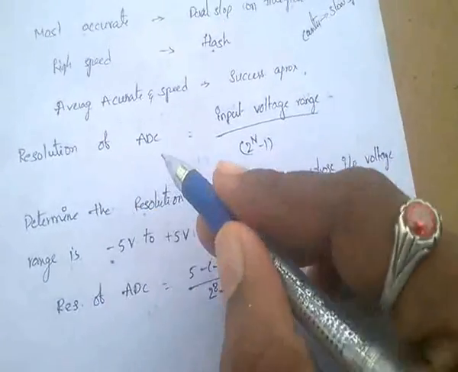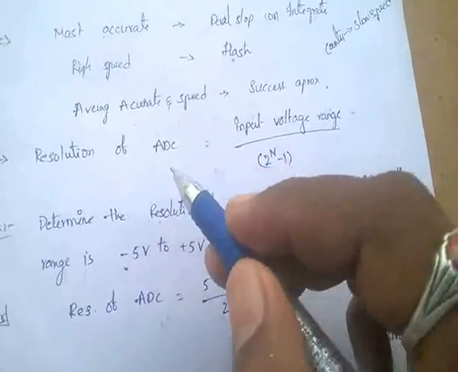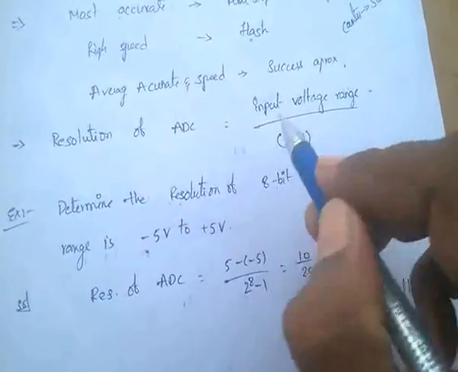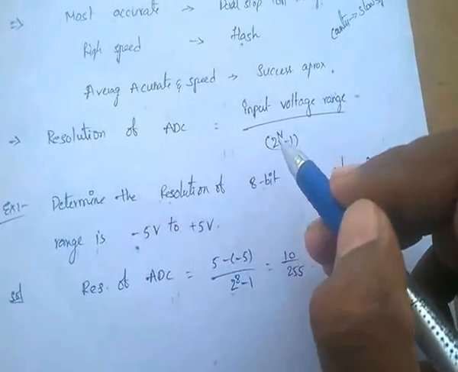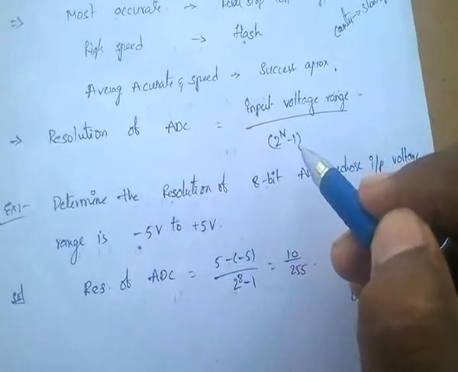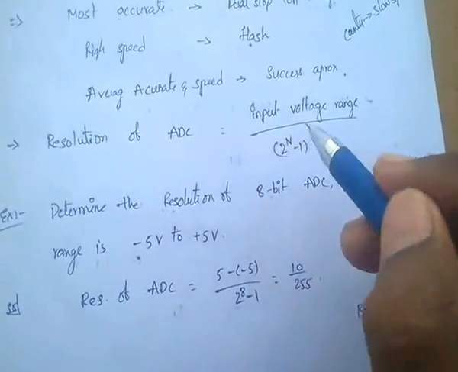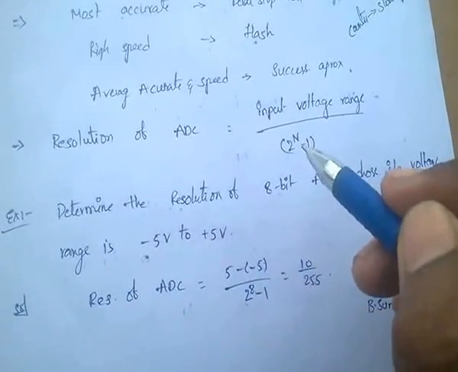Coming to the resolution of ADC, it is input voltage range by 2 power n minus 1. The resolution of ADC, very very important, equals input voltage range by 2 power n minus 1.